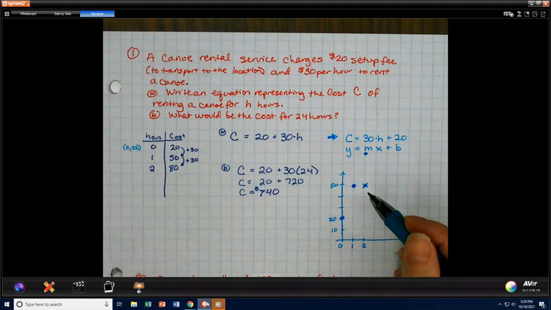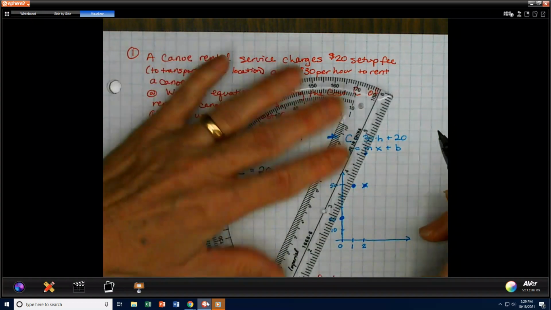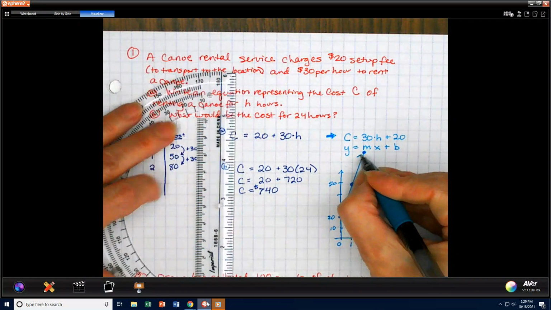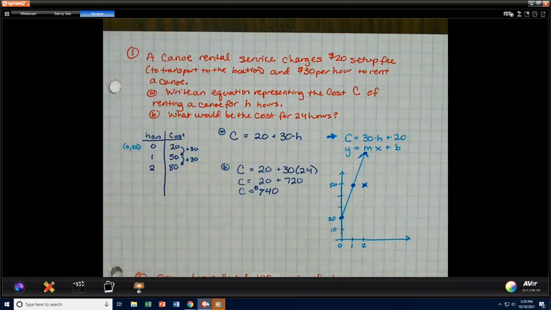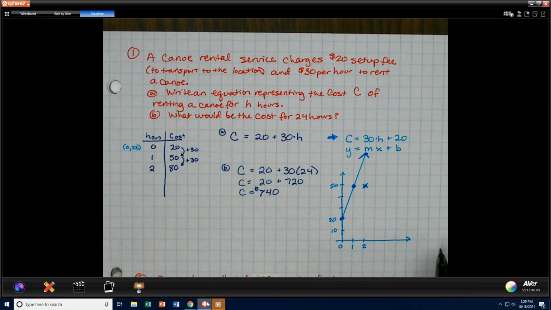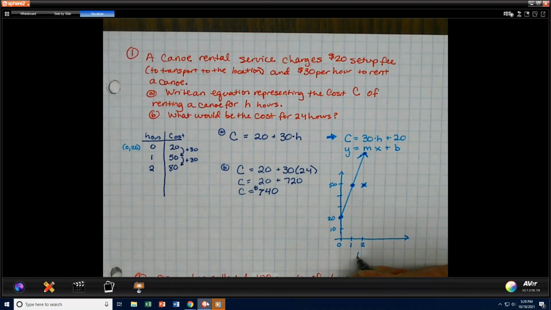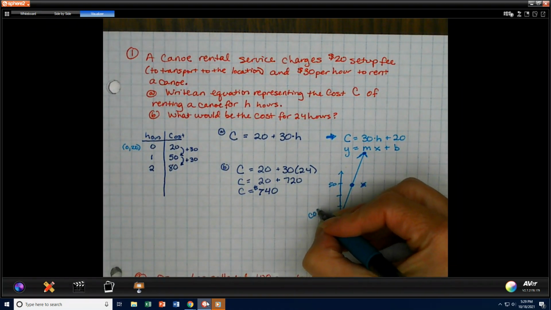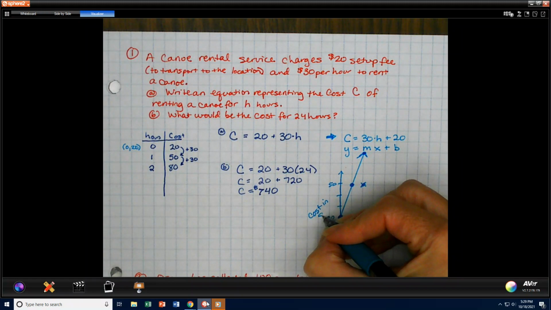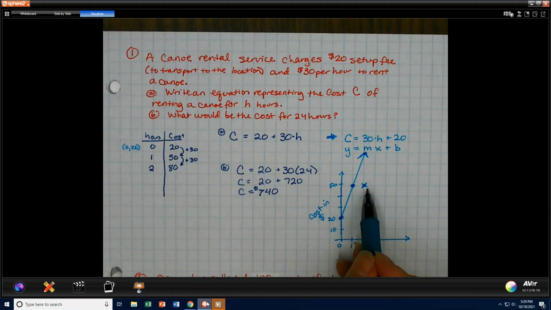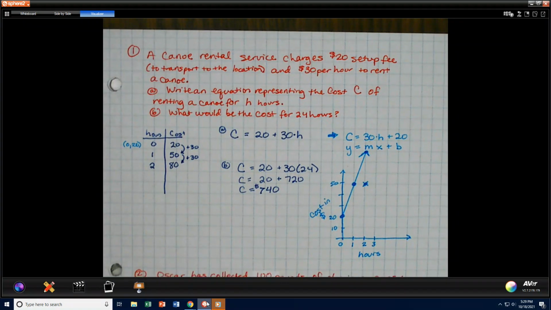I'm going to use my straight edge. I'm going to draw my line. My graph would look like this. Notice I didn't do 24 hours. That would go way out. But I also need to label my axes. These are my hours. I might go a little further. And this is the cost in dollars. So you want to label your axes. Sorry about that. Let's do another one.